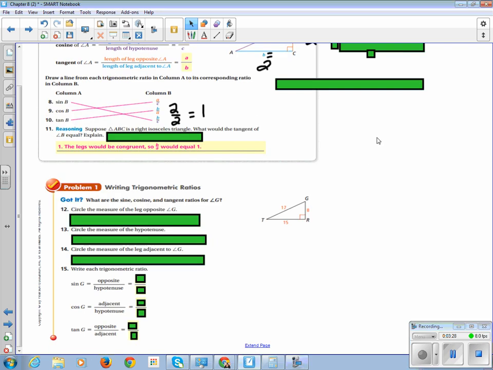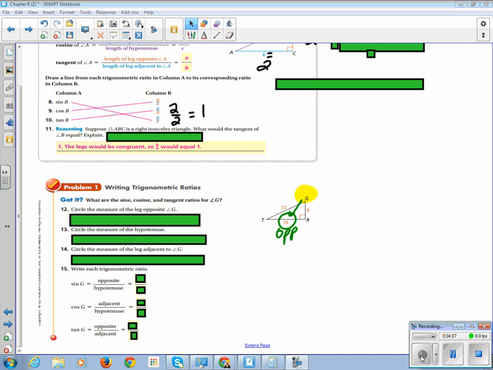All right, so we're going to look at this problem, writing trigonometric ratios. Our question says, what are the sine, cosine, and tangent ratios for angle G? We are going to highlight our angle, and I would recommend doing this for all your problems. So we are looking at angle G because everything is related to that angle. So the leg opposite of angle G is 15, and I'm going to put a little OPP, you know me, right by 15.